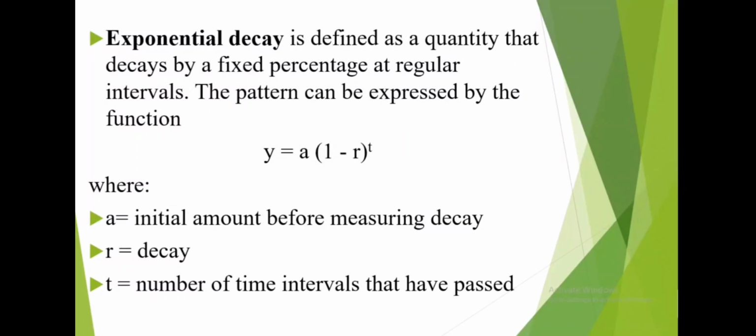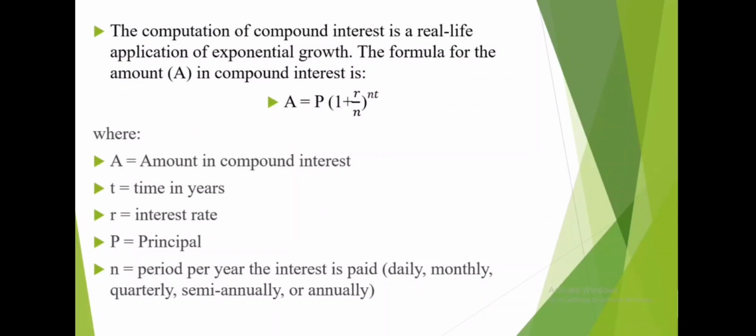Exponential decay, on the other hand, is defined as a quantity that decays by a fixed percentage at regular intervals. The pattern can be expressed by the function y equals a times (1 minus r) to the power of t, where a is again the initial amount, r is the rate of the decay, and t is the number of time intervals. The computation of compound interest is a real-life application of exponential growth.